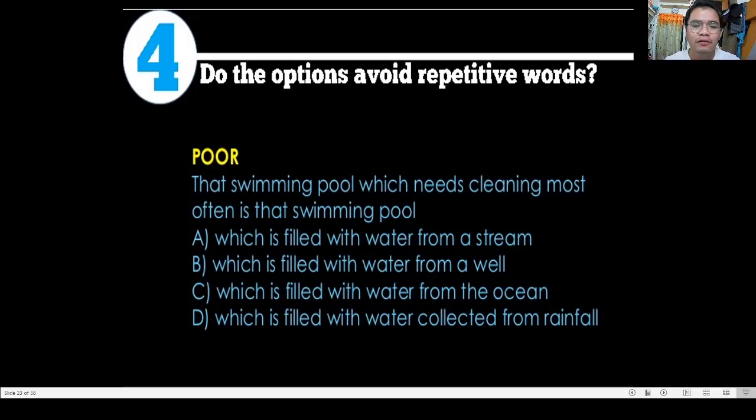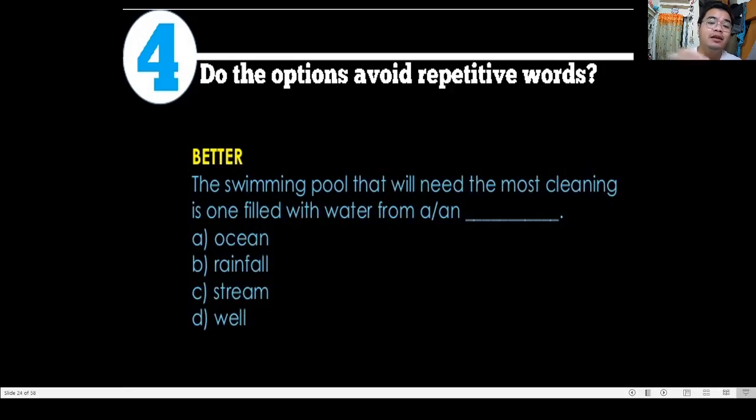So, what can we do from this statement? What can we do from this item? Well, the stem needs improvement and the options also need improvement. For example, that swimming pool which needs cleaning most often is that swimming pool. So, inulit mo yung swimming pool. Anong pwede natin gawin dito? This is the improved version. Okay? The swimming pool that will need the most cleaning is the one filled with water from a blank. A. Ocean, B. Rainfall, C. Stream, D. Well. O, di ba? Mas madaling maintindihan at hindi pa ulit-ulit yung mga sinasabi mong salita.